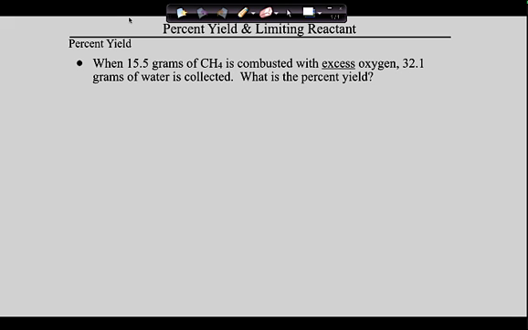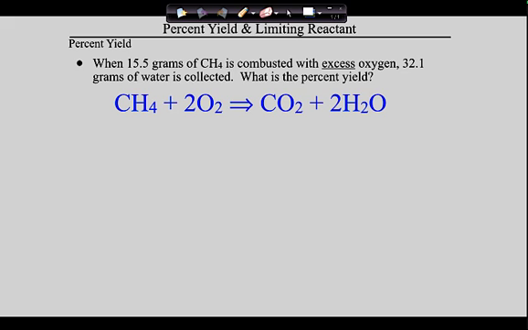This is what happens in your Bunsen burner. But guys, the question is this. When 15.5 grams of methane is combusted with excess oxygen, 32.1 grams of water is collected. How'd you do? What's your percent yield? So I'll let you write it down. And actually, you know what? While we're at it, let me just give you this as our starting point. Here's the balanced equation. You've written this balanced equation like 7 times now. So I'm pretty comfortable just giving it to you.